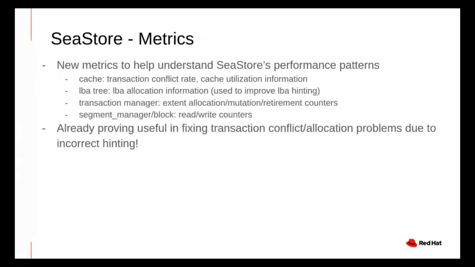Moving on to C-Store, which is where a lot of development happened last year. We've got a new metrics framework and set of metrics so we can better understand how C-Store is behaving. This is going to be really important going forward as C-Store becomes more feature complete and we start focusing more on performance. So we've got metrics for the cache transaction conflict rate, a bunch of stuff in the LBA tree to help us understand the LBA allocation behavior, etc. It's already proved very useful in tracking down transaction conflict allocation problems due to incorrect hinting.